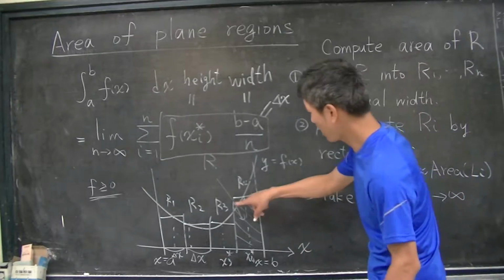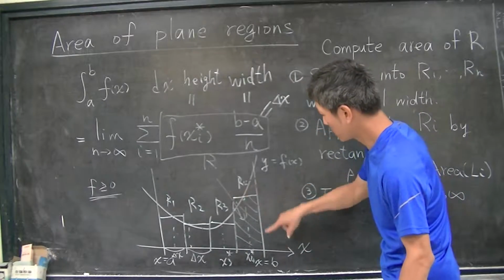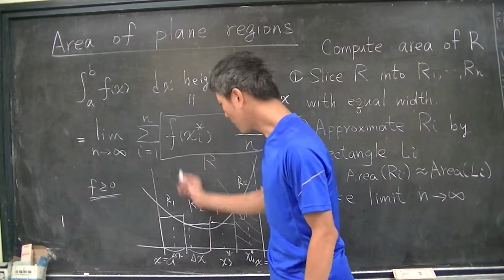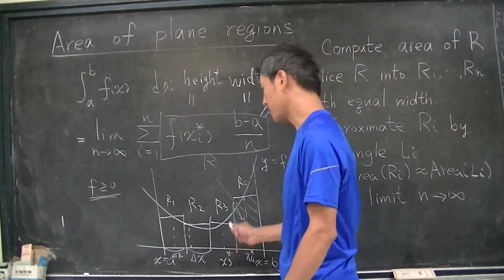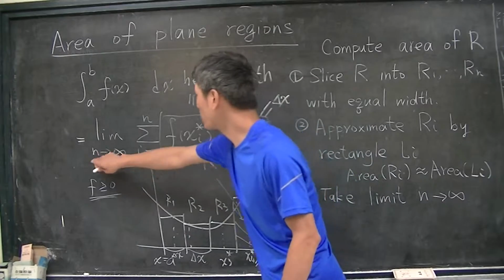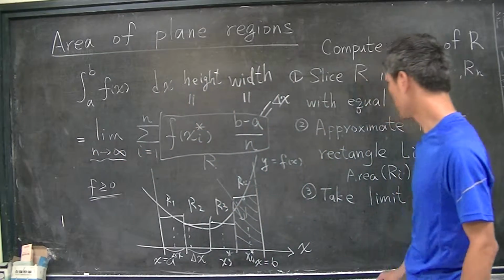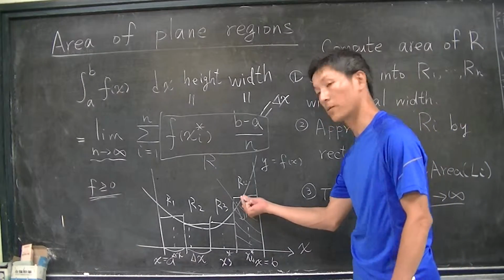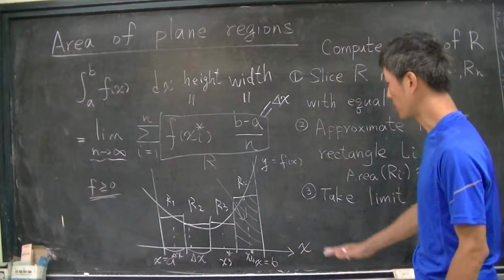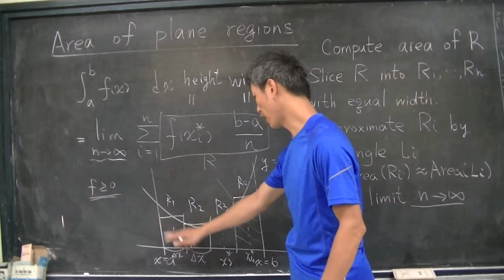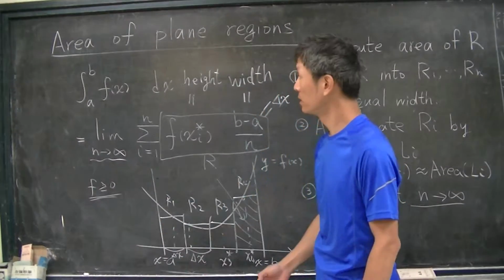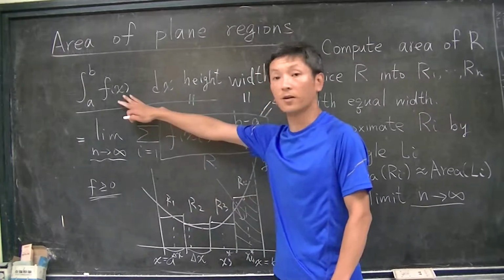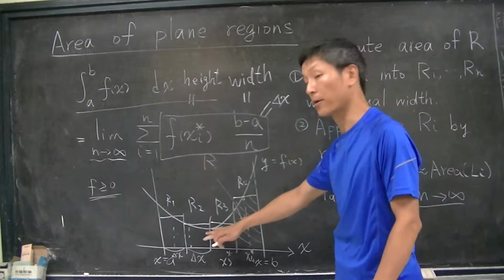There is some error between this area and the original area. But if we cut as many rectangles as we want, or if we take the limit as n goes to infinity, then the error will disappear. So the limit becomes the area of this region, or the definite integral, in this case, denotes the area.